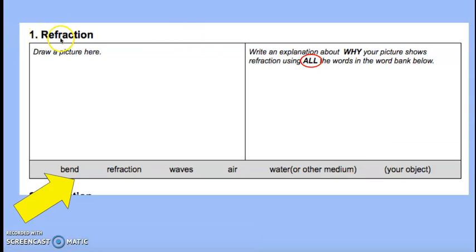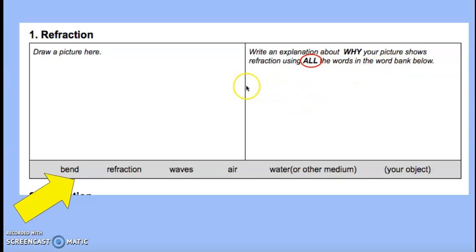Number 1 is all about refraction. So if I were you, I would have out your vocabulary on refraction and even maybe a lab that we did on refraction. You are going to draw a picture here of something that shows refraction, okay? It cannot be a ruler in water because we did that in science class. But if you can think of something else where a wave would bend, you can draw a picture of that here. Then you are going to write an explanation about why your picture shows refraction using all of the words in the word bank below.